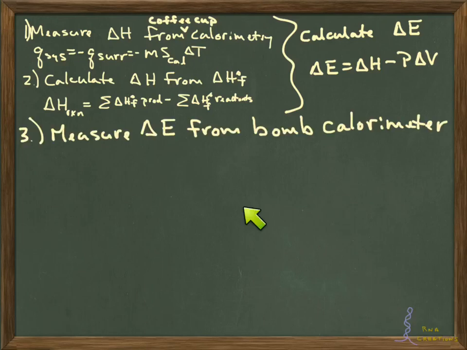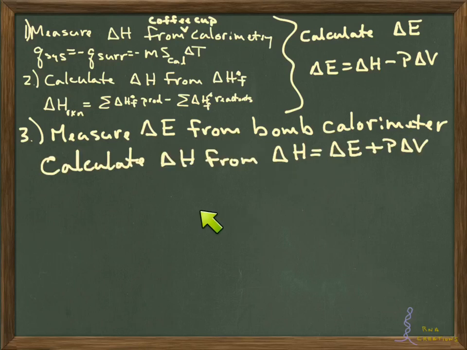The other way you'll see the problem is that delta E is determined experimentally, let's say from the bomb calorimeter. In this case, we can calculate delta H from the familiar relationship that delta H equals delta E plus P delta V. But we need to remember that delta H is equal to Q sub P, delta E is equal to Q sub V, and that the plus P delta V is equal to minus W sub P.